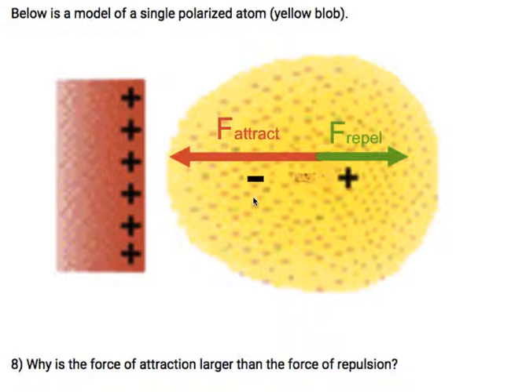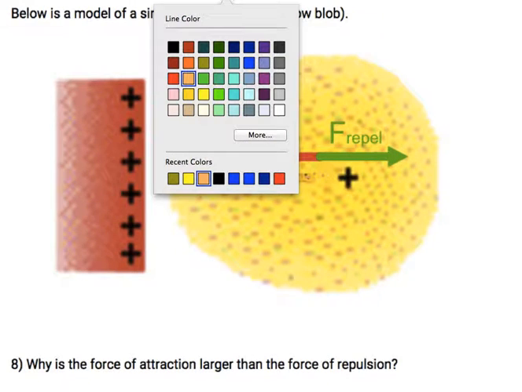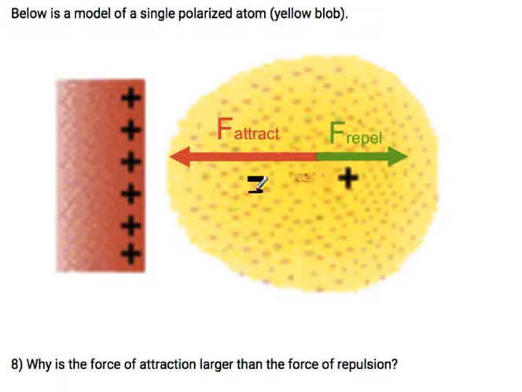All right, on this one, the key concept here is that the negative charge over here is closer. Let me change colors real quick. The negative charge here is closer to the positive charge, which makes this force vector here larger.